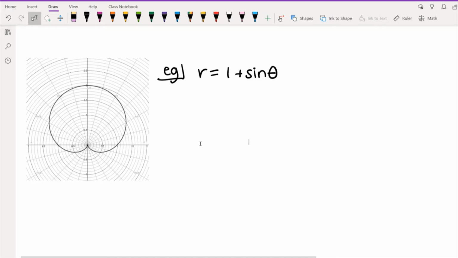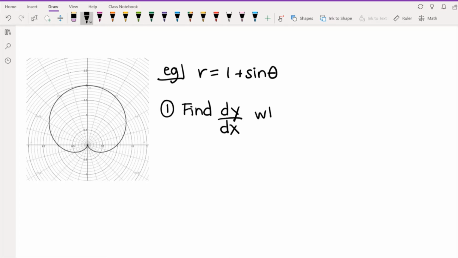So it's one of the types of different shapes. We saw that sometimes you can get a circle, sometimes you can get a floral kind of looking pattern. This is another shape that you can get called a cardioid. The first thing I want to do is find dy/dx, so find the slope of the tangent line when theta is equal to pi over 3.